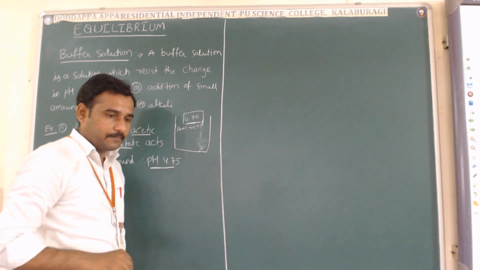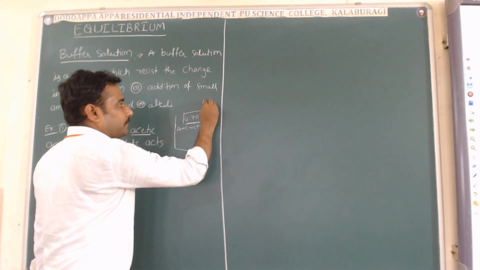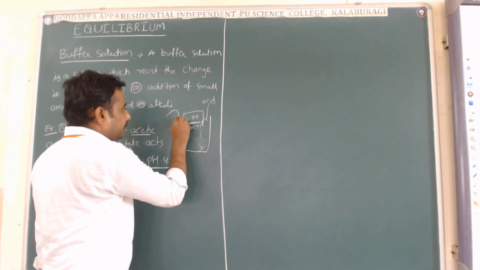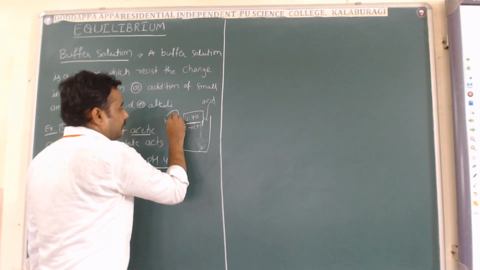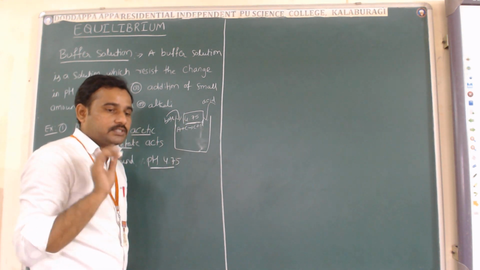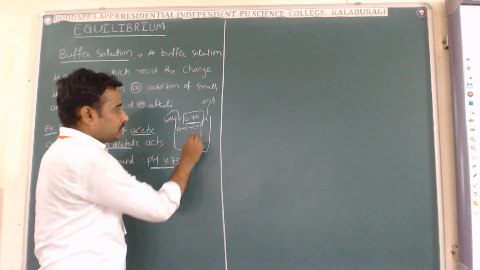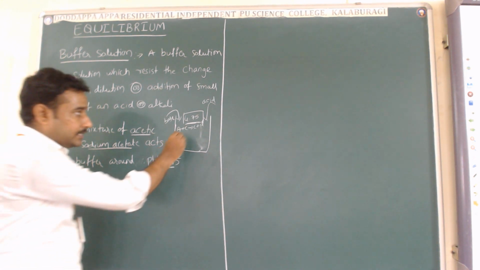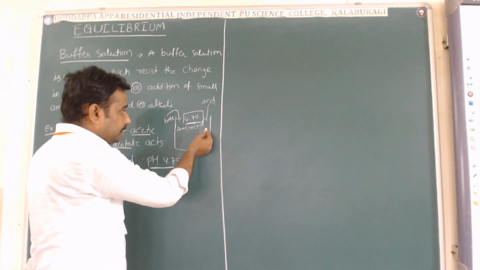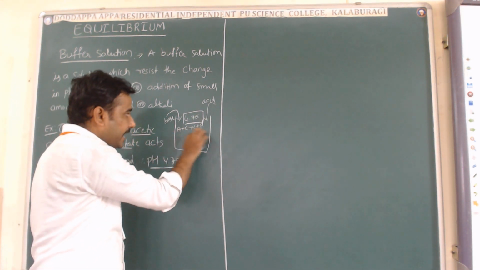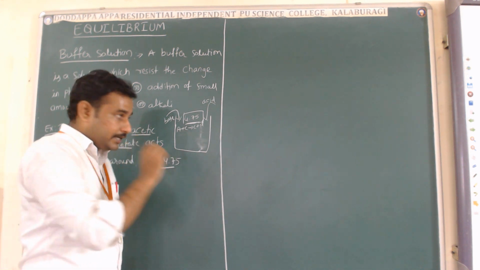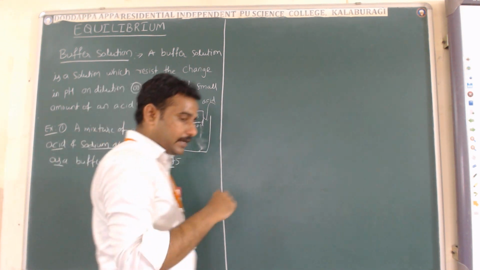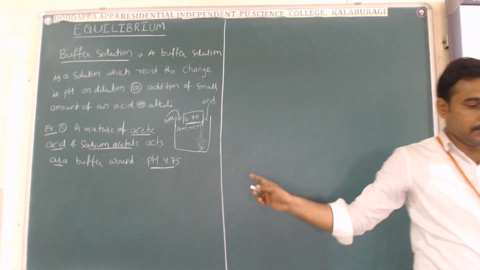The pH stays at 4.75. If you add acid, the pH of the solution will not change. If you add a small amount of base to the solution, it does not change. Why does it not change? Because of the presence of the buffer solution. So this reaction takes place continuously. When the pH of the solution is increased or decreased, this reaction does not take place. To continue this reaction, you have to add a buffer solution. There are many types of buffer solutions. I have given one example here.